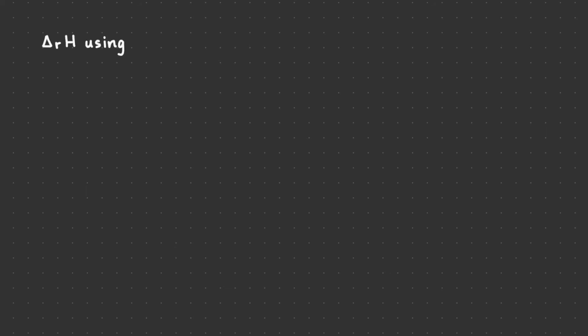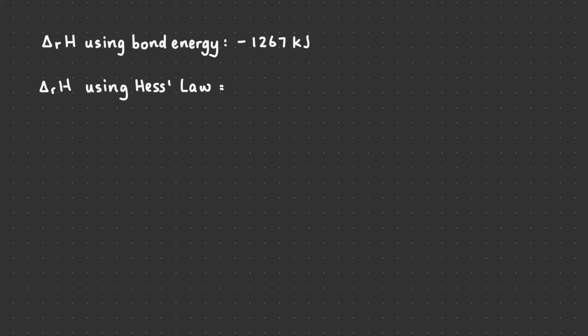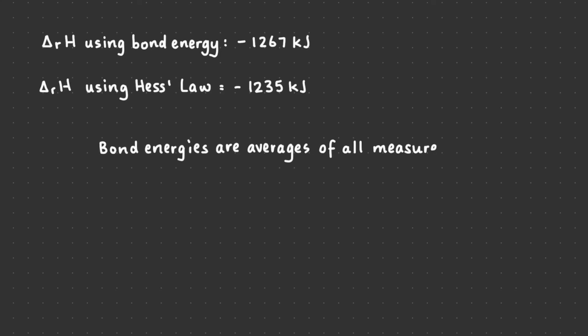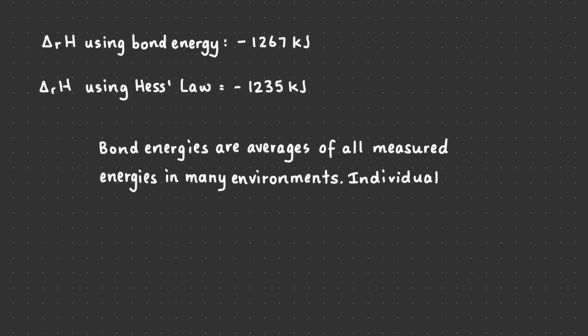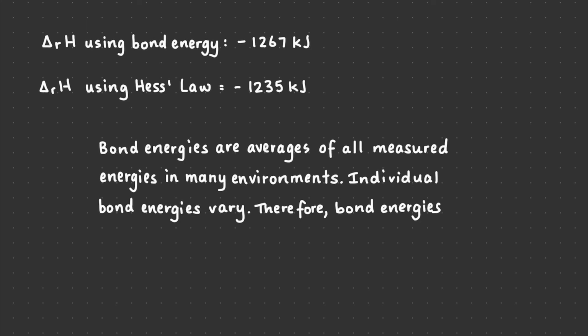We can compare this to the reaction enthalpy calculated using Hess's law, and we see that with Hess's law, the reaction enthalpy is negative 1,235 kilojoules, so a little bit different. And this is because bond energies are averages of all measured bond energies in all different types of molecules and environments. So when we have a specific molecule that we're using, the energy may vary within that molecule itself. So bond energies are a good estimate, but not necessarily as accurate.